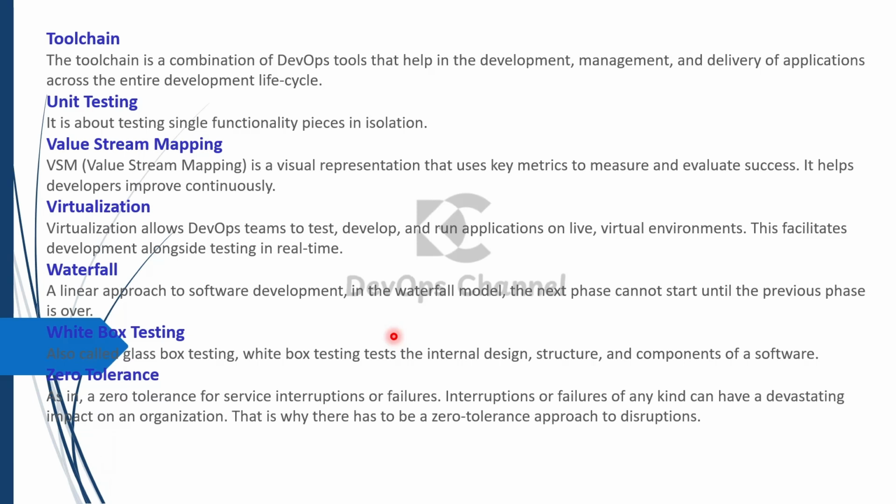Next one is zero tolerance. So zero tolerance for a service interruption or failure. Interruption or failure of any kind can have a devastating impact on an organization. That is why there has to be a zero tolerance approach to the distribution. There are various practices followed within this practice.